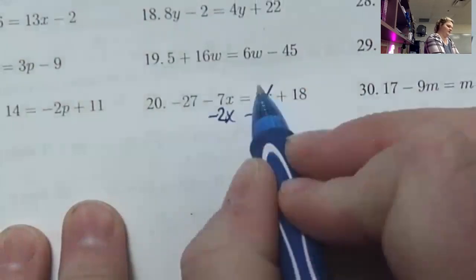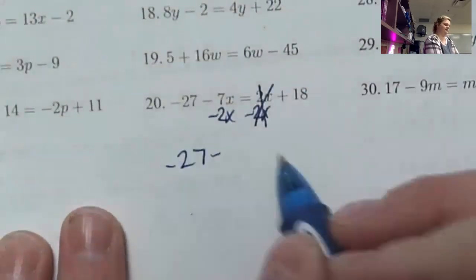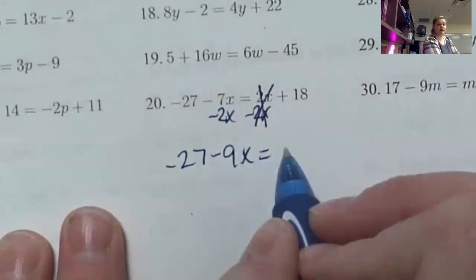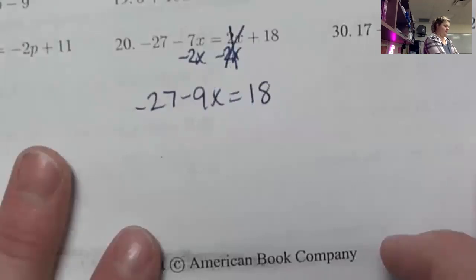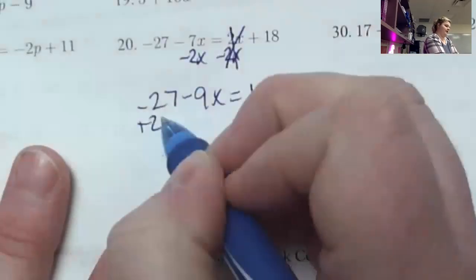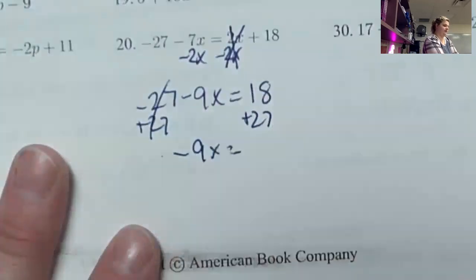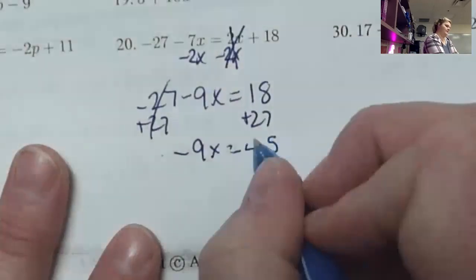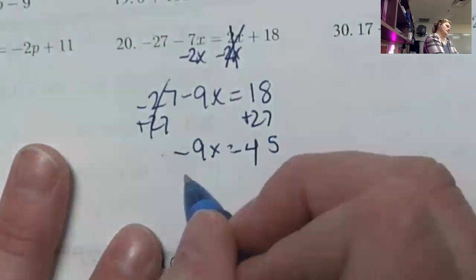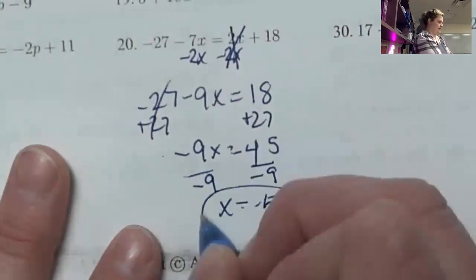So I still have negative 27 minus 9x equals 18. I still want x's on one side, numbers on the other. So I got to add that 27 over. So I have negative 9x equals whatever 18 plus 27 is, 45. Divide by that negative 9. X is negative 5. Okay, so sometimes you're going to see it like that.